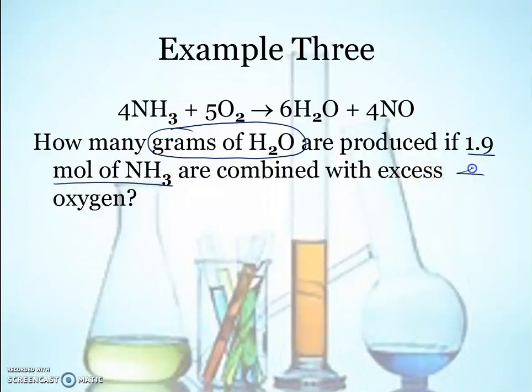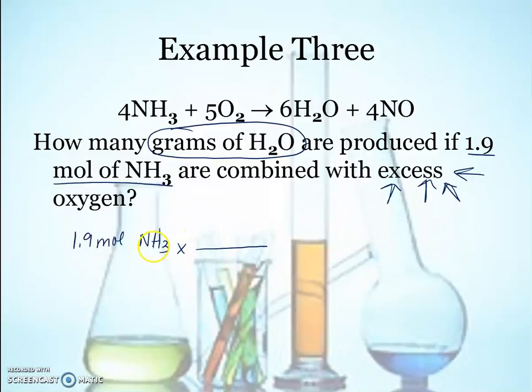Okay, here's a word that you guys are going to start seeing. You're like, oh my gosh, what does that mean? What does it mean if something is in excess? It means there's too much of it, right? So you just have more oxygen than you need. That's all it means. So when you see that, that tells you that you don't really have to worry about oxygen. You can just push it to the back. Okay, so we're going to start with 1.9 moles of ammonia because that's what we have in our problem.